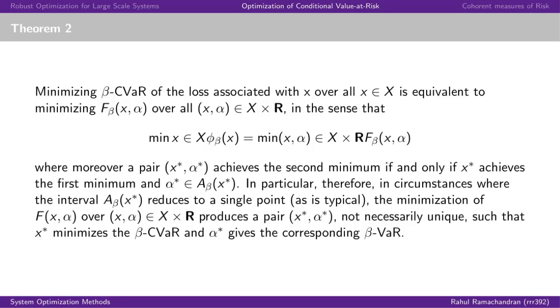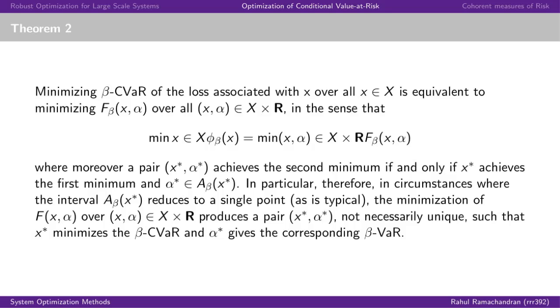Minimizing the beta conditional VaR of the loss associated with the decision vector is equivalent to minimizing the function F we saw before over x and alpha. An optimum pair of x star and alpha star achieves the second minimum only if x star achieves the first minimum and alpha star belongs to the set A.